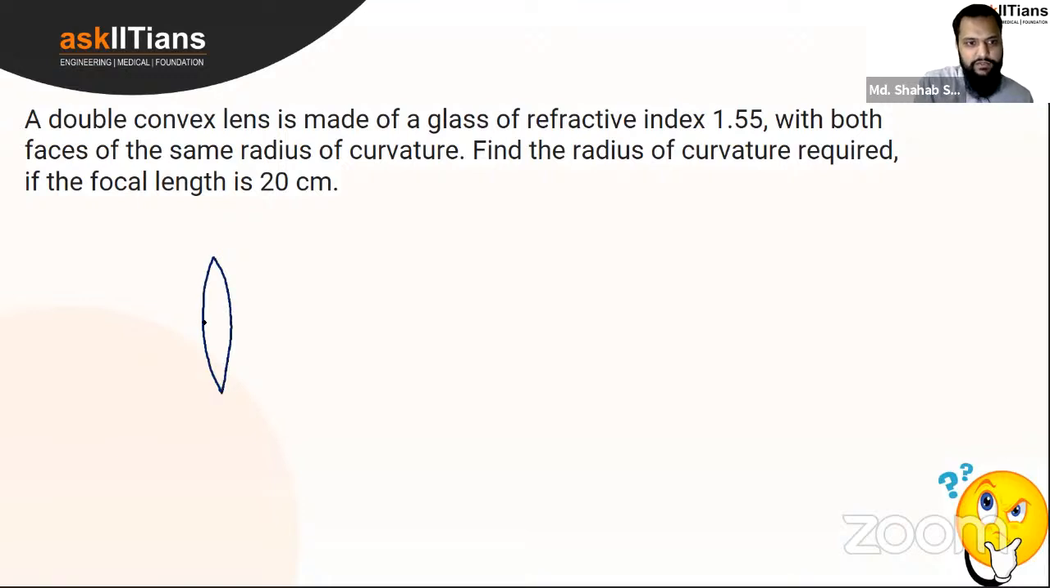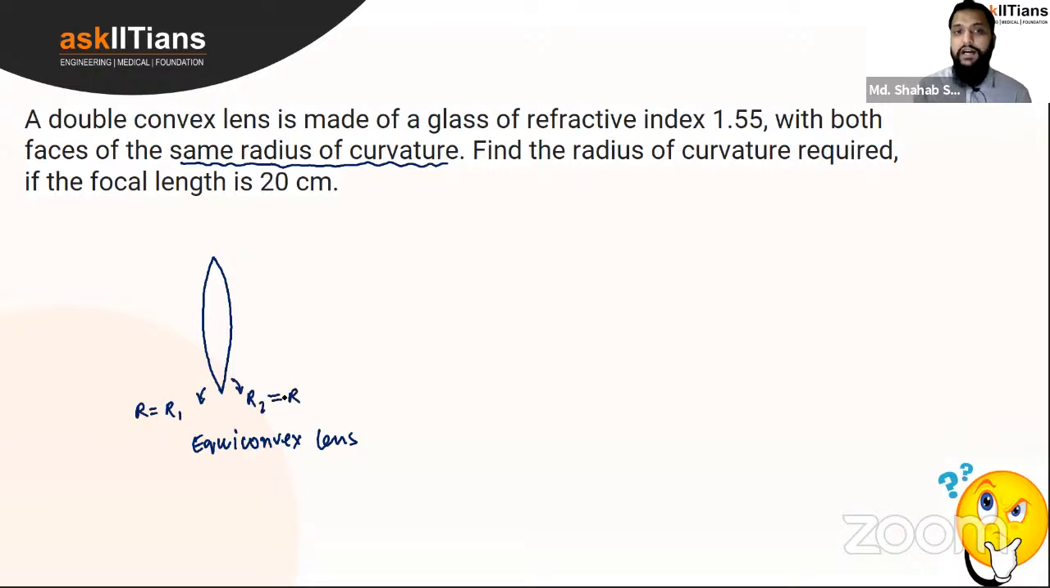And if the radius of curvature of this side and this side is the same, then we call it an equiconvex lens. So here it is said both faces have the same radius of curvature, so we may call it an equiconvex lens. This radius of curvature, which we generally say R1, we can treat as R, and this radius of curvature as R2, and we have to take it R only because it is mentioned in the question.